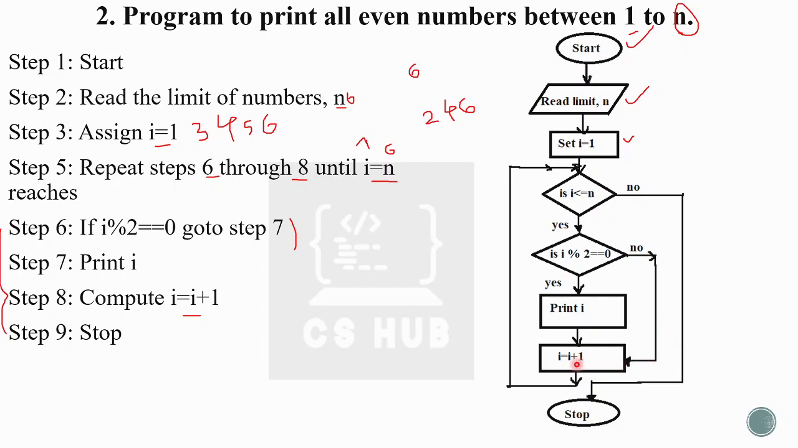After incrementing I, the step gets repeated, right? Because it's a loop. For that, we draw a loop over here. Again, after incrementing I, the data flow goes to the check whether I is less than or equal to n. So this is the concept. This is how we can print even numbers between 1 and n.